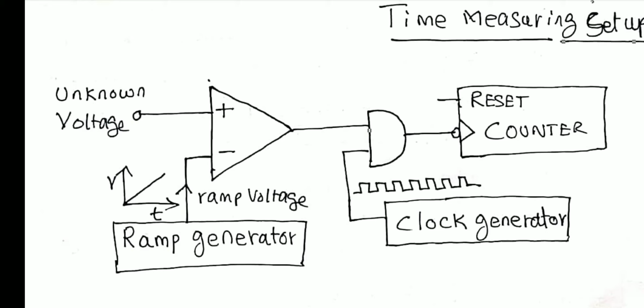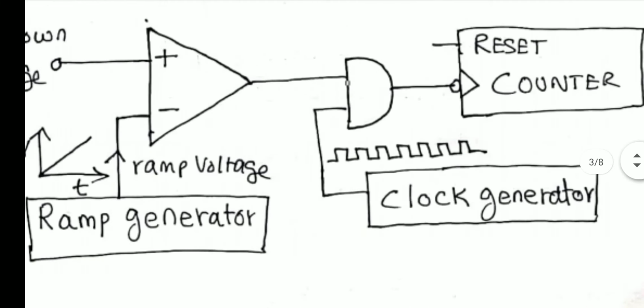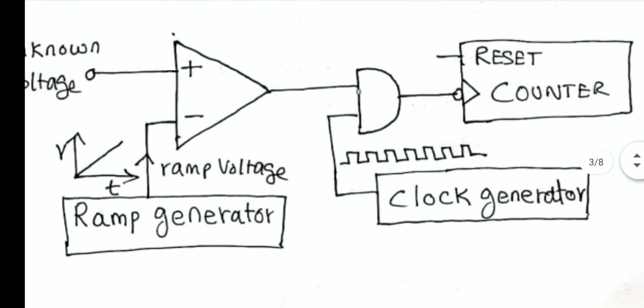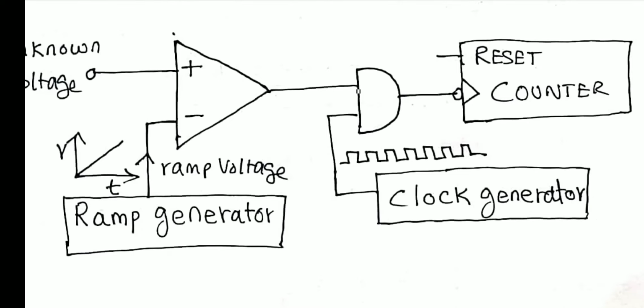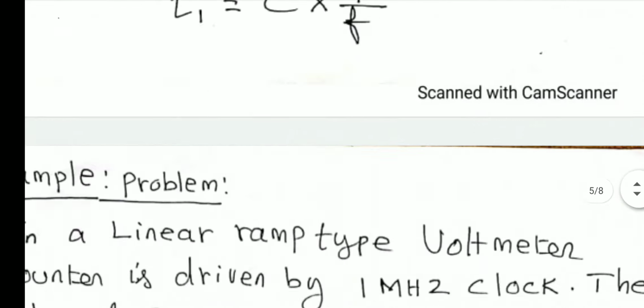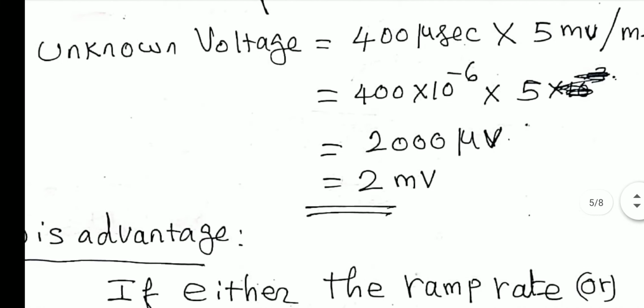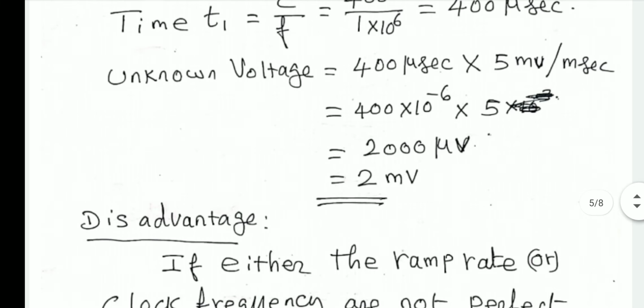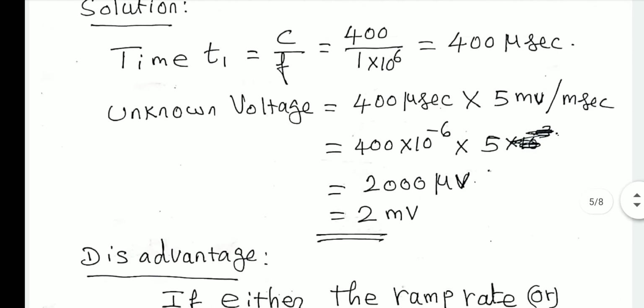Now look at the count value: it is 400. We know the frequency is 1 megahertz. Frequency 1 megahertz means time period 1 by 1 megahertz, 1 microsecond. So 400 into 1 microsecond, 400 microsecond. That is the time. This 400 microsecond multiplied with this ramp rate, 5 millivolt per millisecond, we get 2 millivolt. That is the idea. So the idea is good, simple.